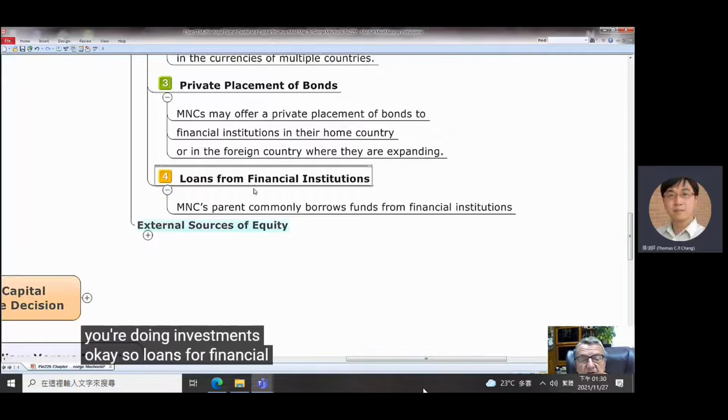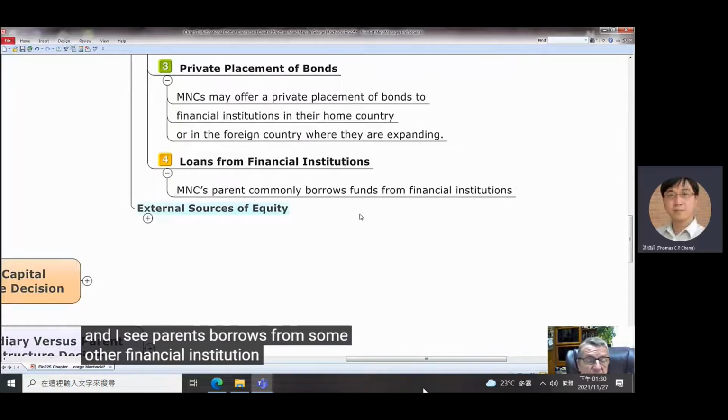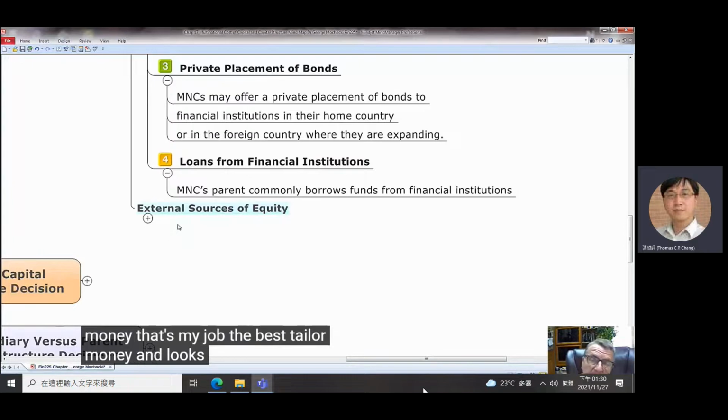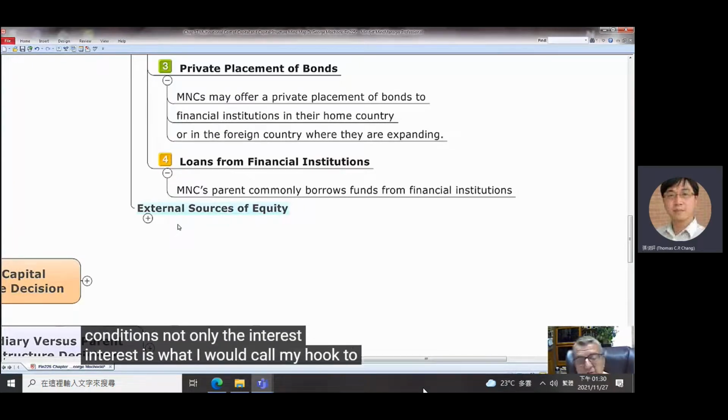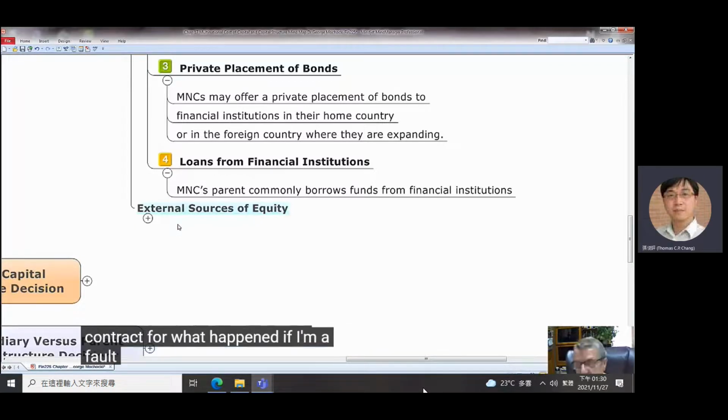Okay, so loans from financial institutions. The MNC parent borrows funds from other financial institutions or other corporations, or banks, wherever I'm going to get the best deal for my money. That's my job, the best deal for my money, and it looks at the terms and conditions, not only the interest. The interest is what I would call my hook to bring somebody in. The rest of it is the terms and conditions. What is the contract? What happens if I'm at fault? What is my late payment? How do I get out of the contract?